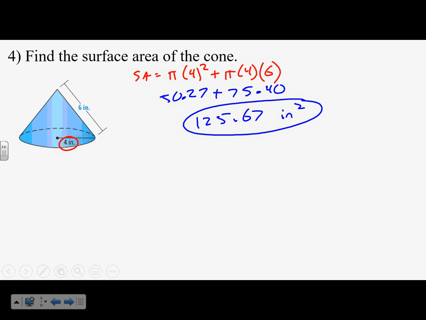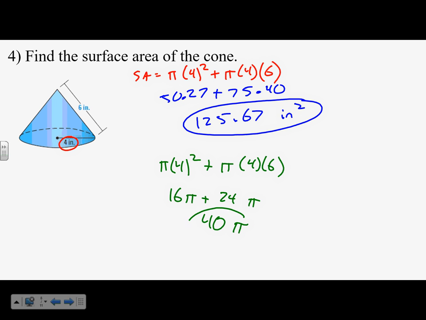Now, if you wanted to leave it in terms of pi, pi times 4 squared plus pi times 4 times 6. This would be 16 pi. 4 times 6 would be 24 pi. And then just add 16 and 24, that's 40 pi. So again, if you leave it in terms of pi, I personally think it's a little bit easier. But a lot of you guys aren't very familiar with it, and you're much more familiar with decimals, so this is what I would recommend.